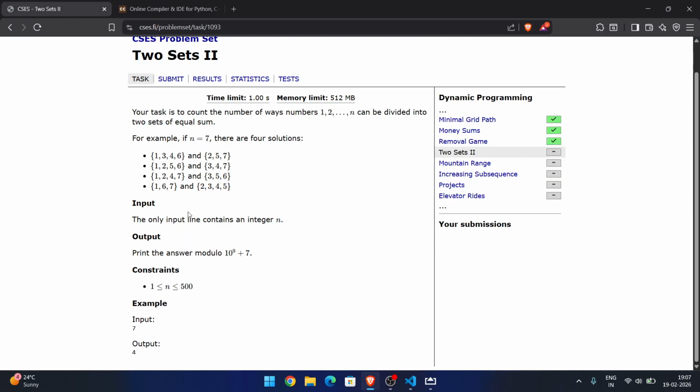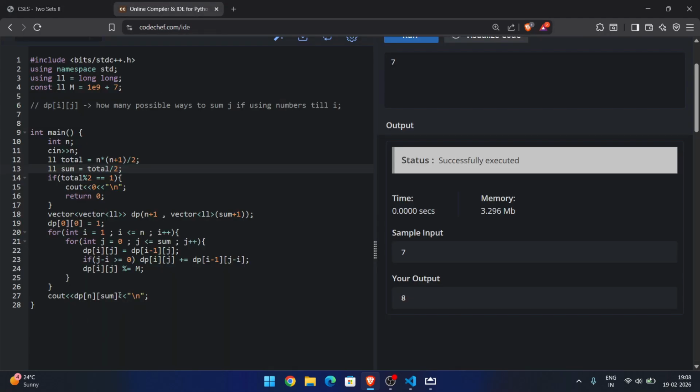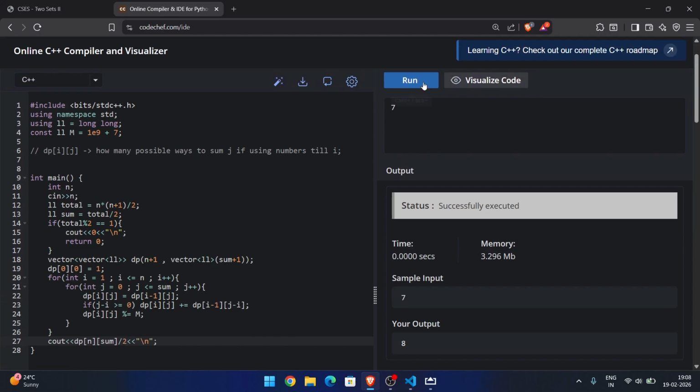Oh, yes, we have to divide our answer by 2 because there are a total of 8 solutions. That is, this is also possible, this is also possible, this is also possible. So our code is considering every possibility as one, but they will always be in pairs. So we will just divide our answer by 2.